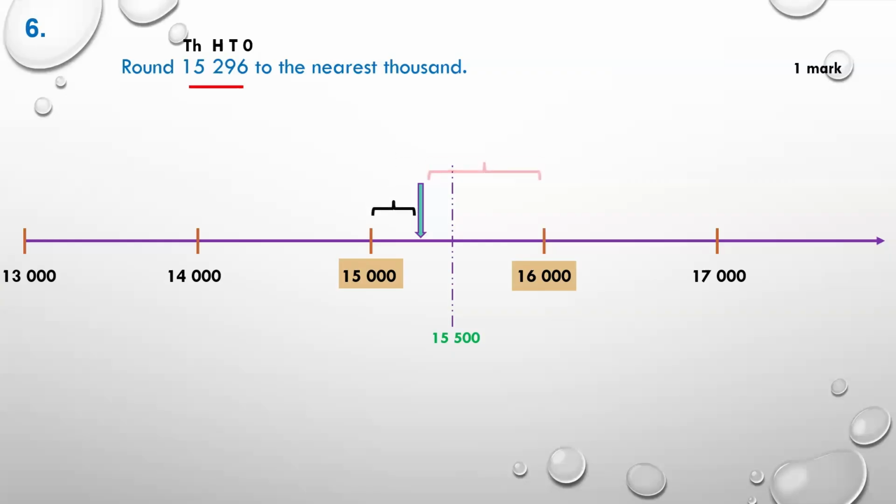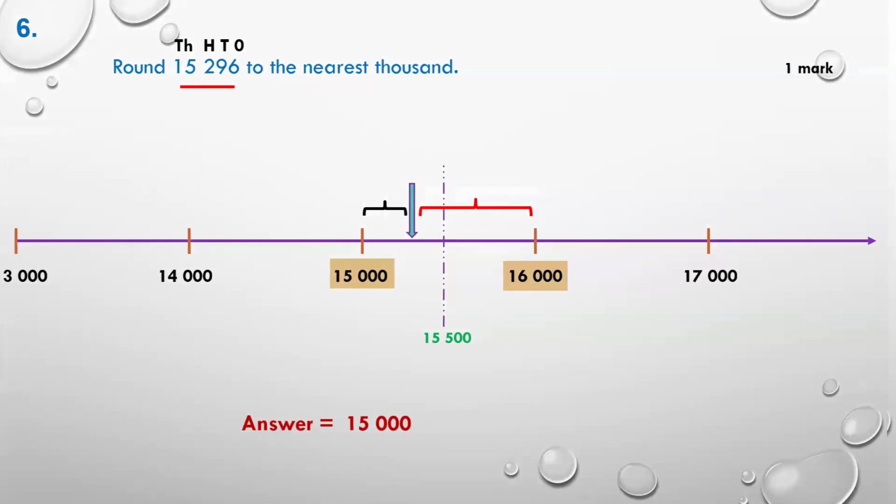The distance from there to 15,000 is represented by the black curly brackets and the red one for 16,000. Which one is it nearer to? It's nearer to the 15,000. That's why we put that dotted line there so you could see which side is closer. So our answer is 15,000 will be what it's rounded off to. Let's go on now to number 7.